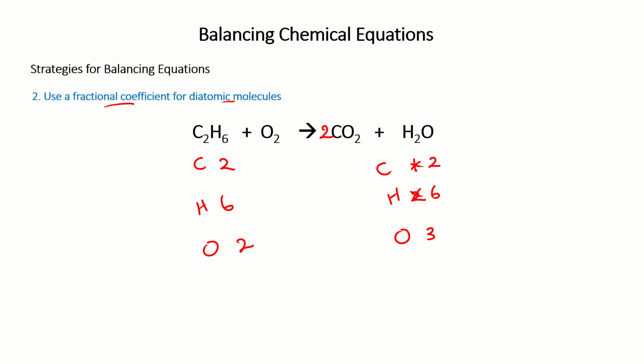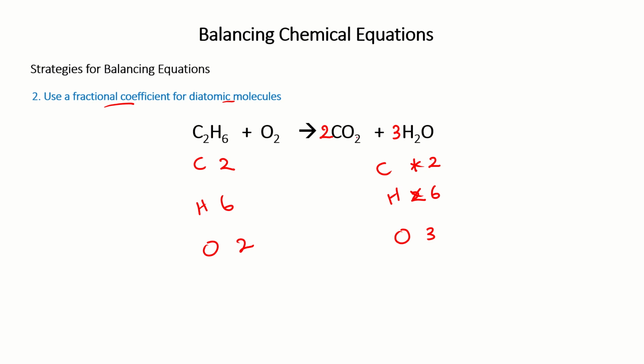I need 6 hydrogens, so I would put the coefficient 3, because if you think about between 2 and 6, you can find the number 3 as the coefficient. Troubleshoot: 3 multiplied by 2, you get 6. Now you have the number of carbons and hydrogens matched, but how many oxygens do you get?